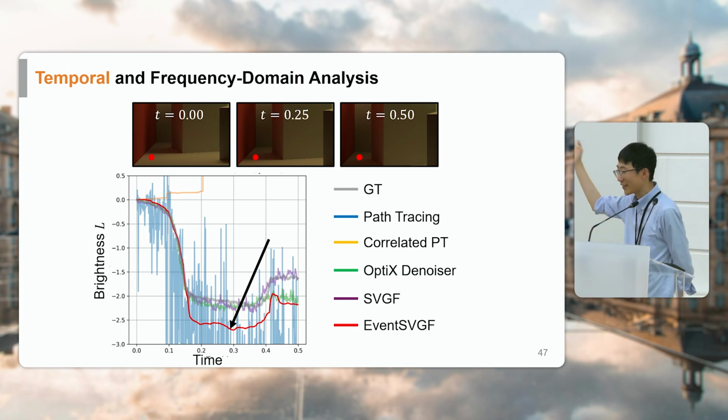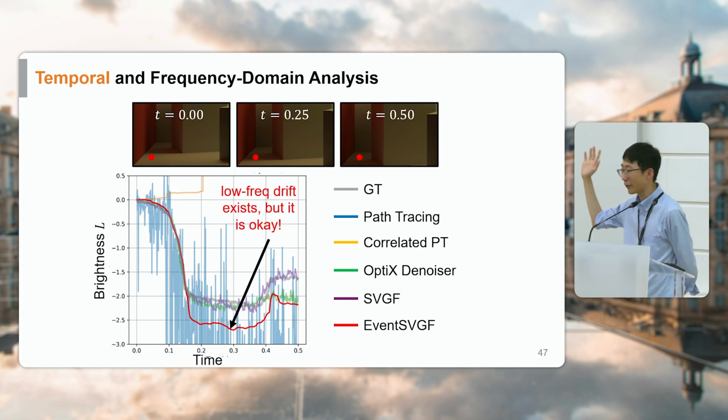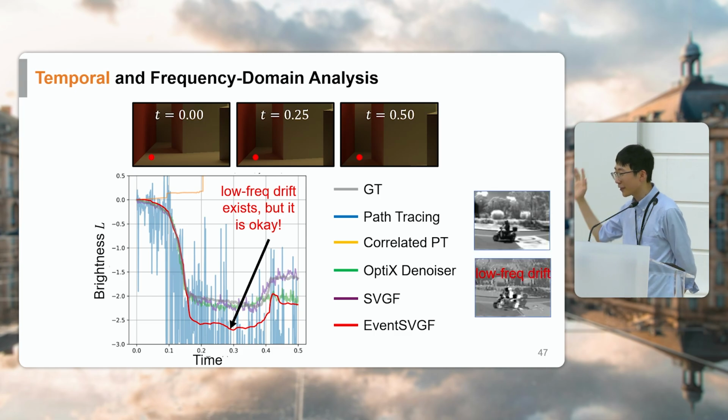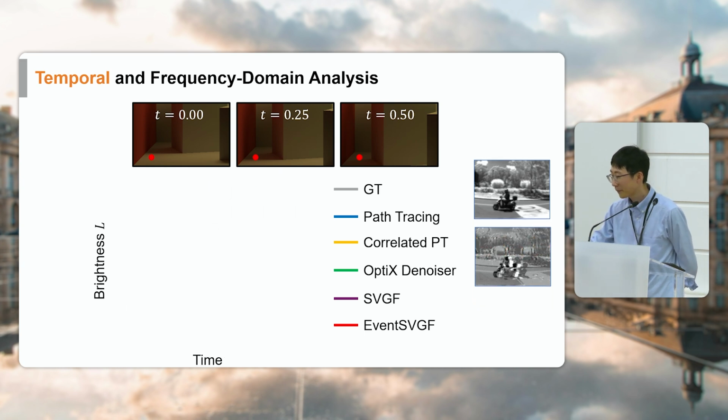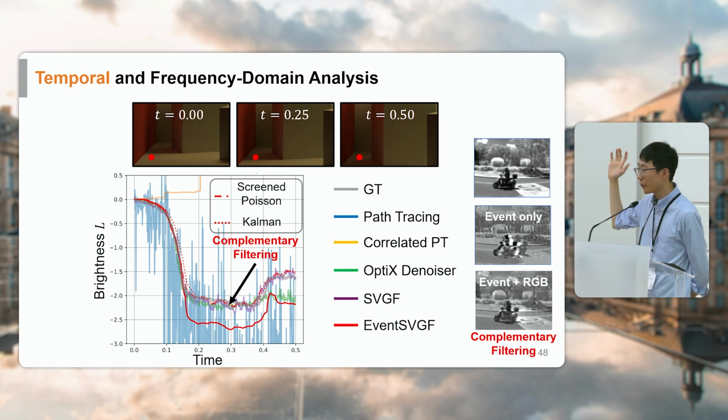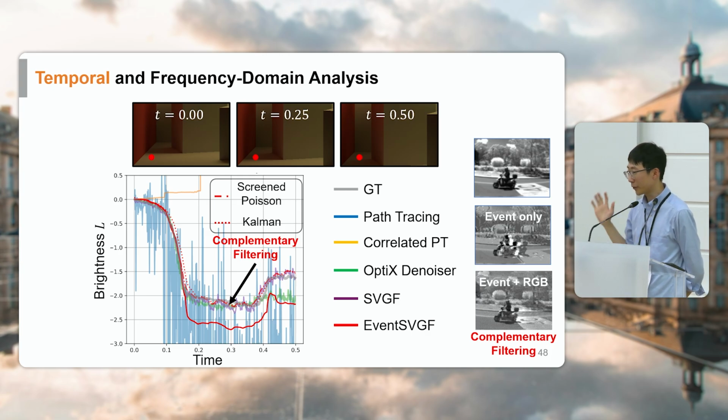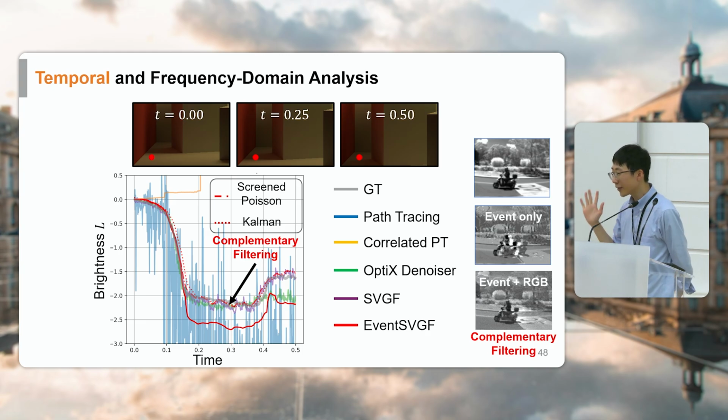Of course, as you can see, there clearly exists low frequency drift. But as I said before, real sensors also suffer from this kind of low frequency drift, and low frequency accuracy was not in our interest. In practice, this low frequency accuracy can be improved via complementary filtering with an RGB sensor, with algorithms such as screened Poisson equation or Kalman filtering. But still, accuracy in the high frequency component of our algorithm is helpful for such a complementary filtering process.